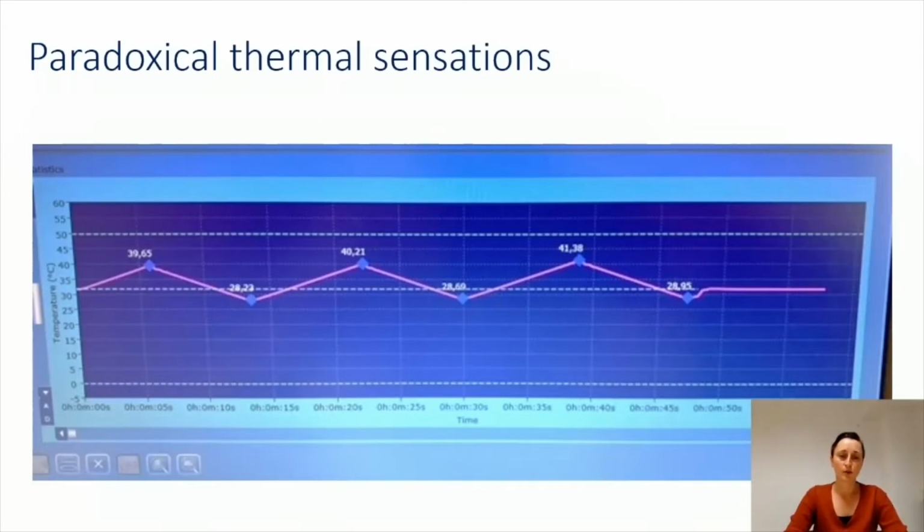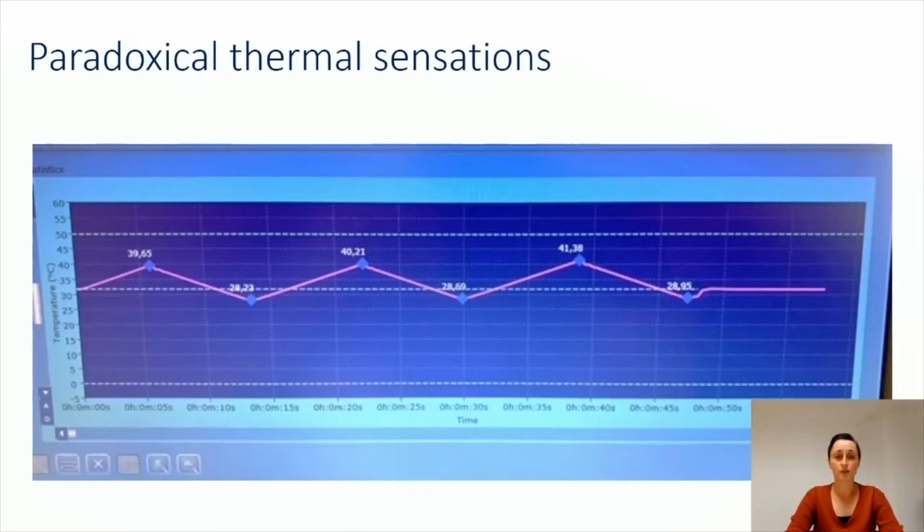We do paradoxical thermal sensations by alternating warm and cold testing and asking the subject to use the words warm and cold whenever such a sensation is being experienced. In this case, we don't give subjects a response button, because for this test we are primarily interested if the subject is correct in guessing the cold and warm temperatures.